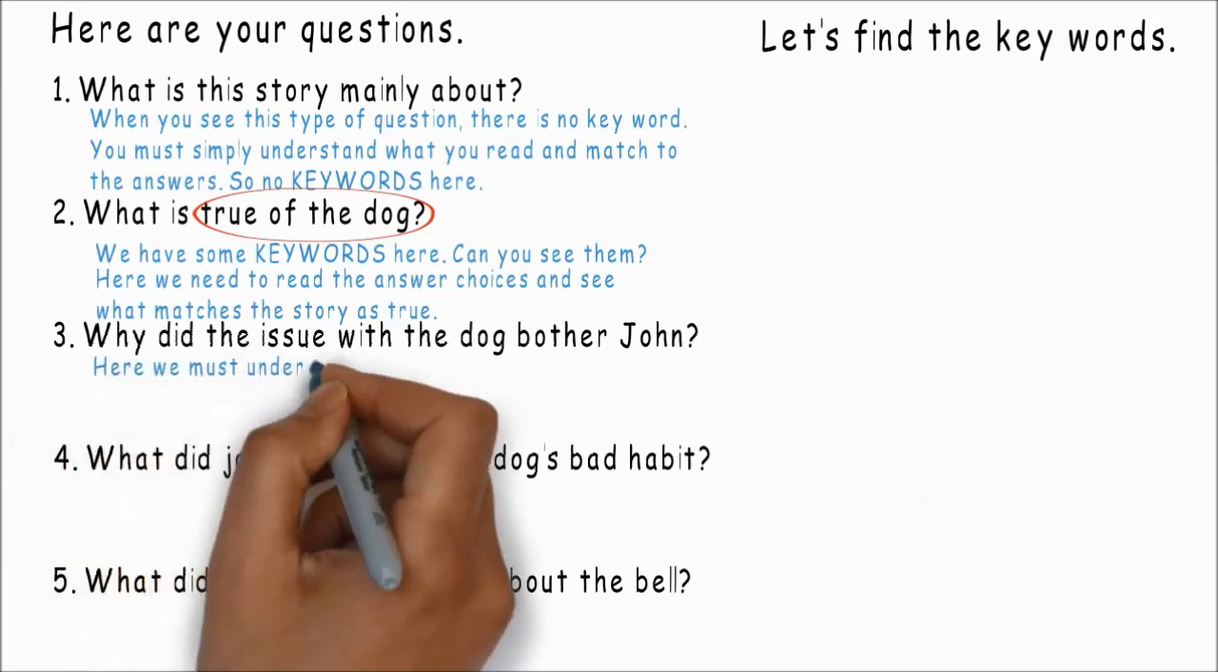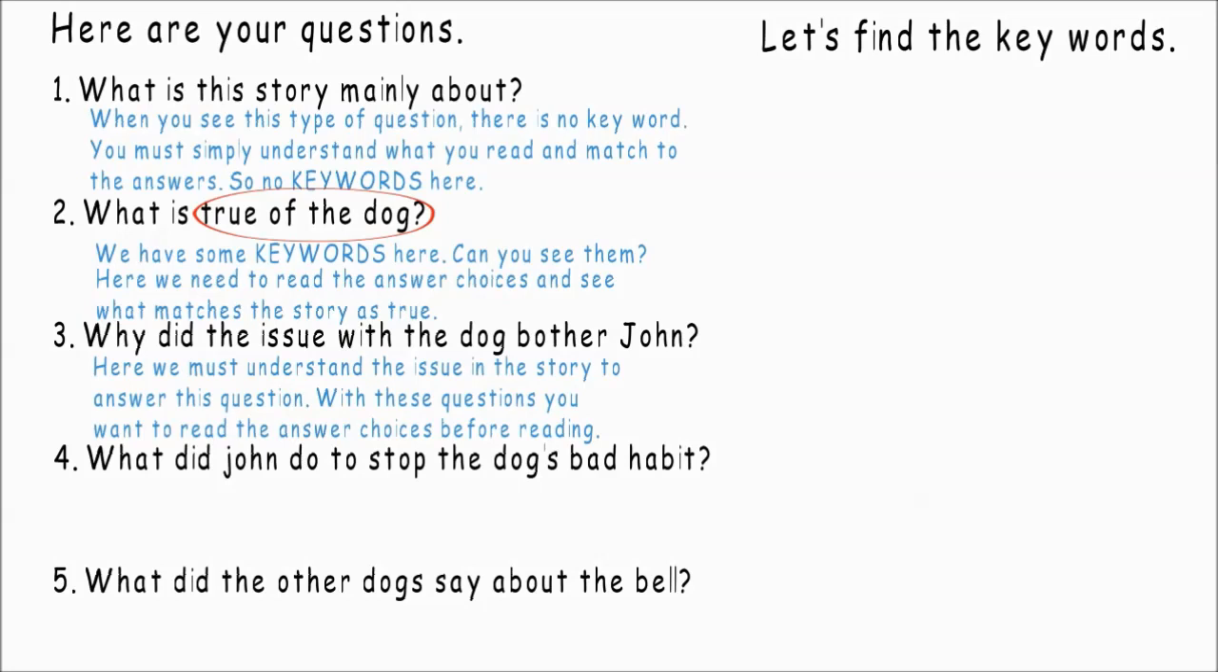Why did the issue with the dog bother John? Here we must understand the issue in the story to answer the question. With these questions, you want to read the answer choices before answering them.